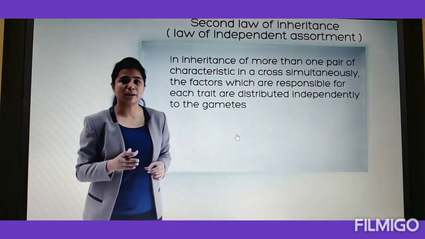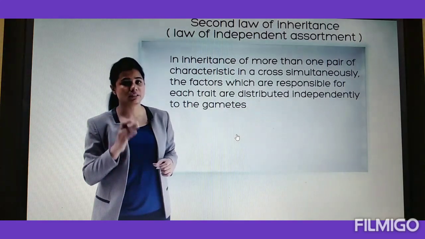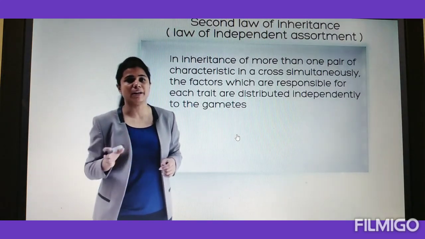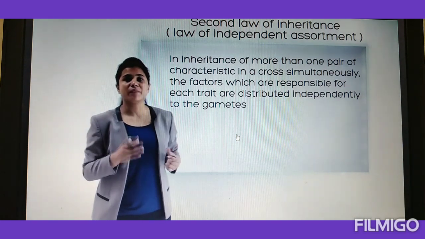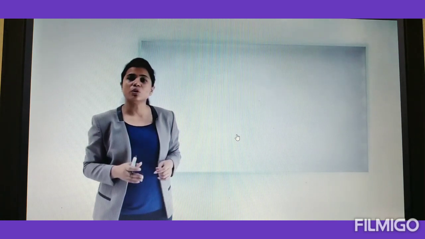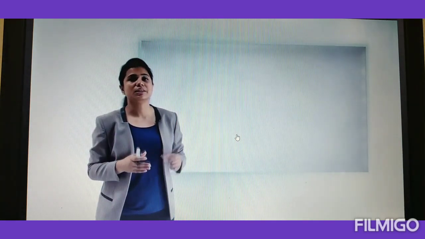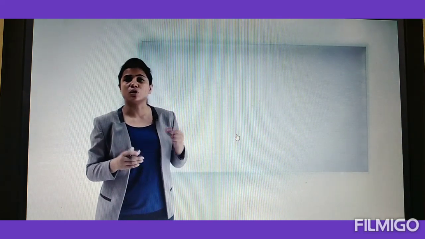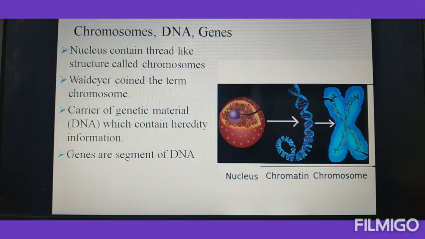Now for this dihybrid cross, we have taken the seed shape and the color, and we have seen that they behaved independently. Neither the shape affected the color of the seed, nor vice versa. So in this video, we have seen the dihybrid cross of Mendel and the second law of inheritance, which was the law of independent assortment. So far we studied Mendel's monohybrid cross and dihybrid cross, as well as the laws of heredity proposed by Mendel.